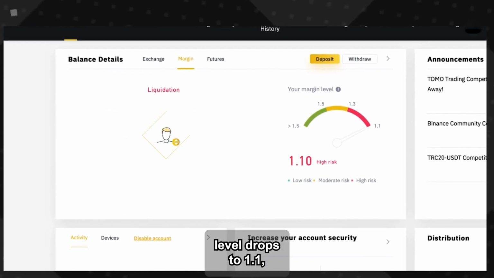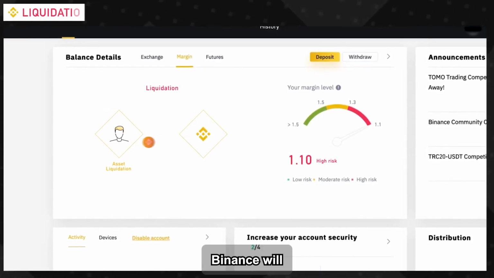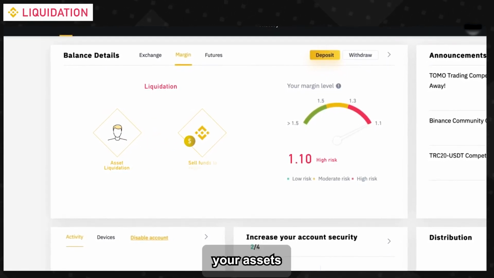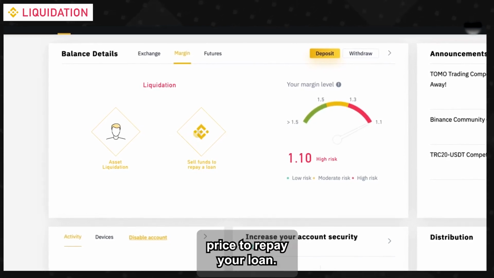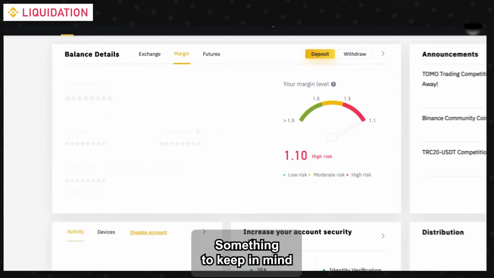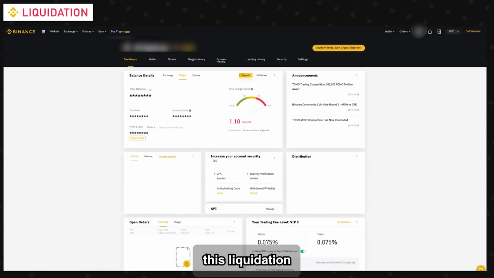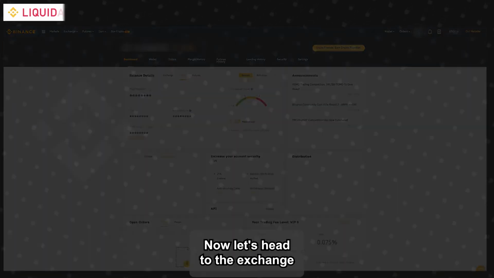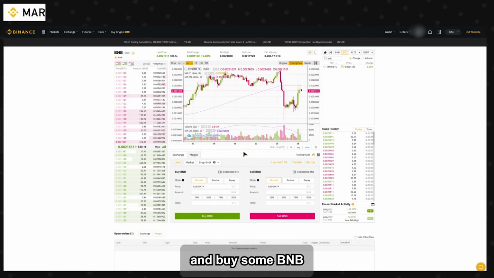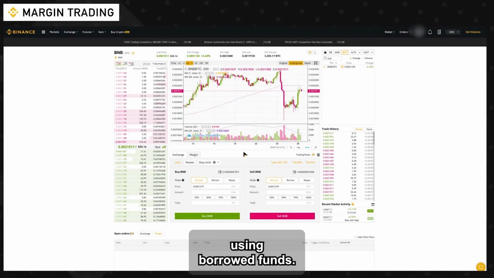If your margin level drops to 1.1, Binance will automatically liquidate your assets by selling your funds at the market price to repay your loan. Something to keep in mind is that this liquidation comes with extra fees. Now, let's head to the exchange and buy some BNB using borrowed funds.